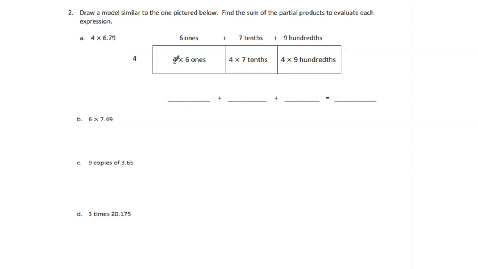Well, we know that 4 times 6, and this is ones, is going to be 24 ones. And then 4 times 7 is going to be 28, but it's 7 tenths, so it's going to be 28 tenths. Remember that the 8 has to be in the tenths place. The last digit, we said 4 times 7 equals 28. We know that that 8 has to be in the tenths place.